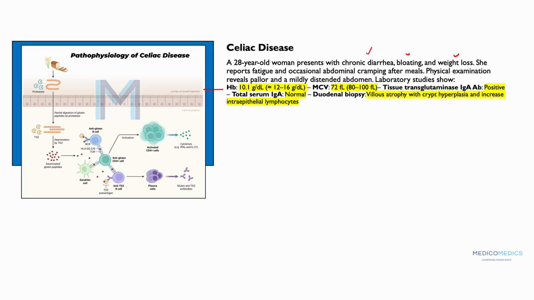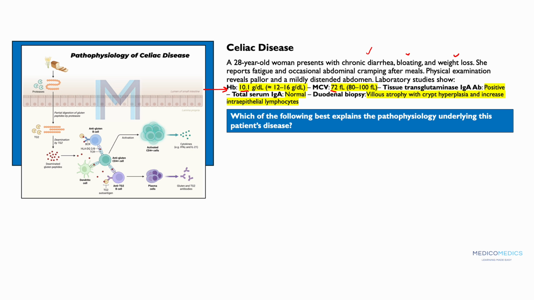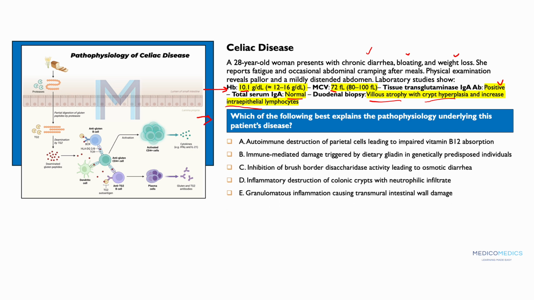Laboratory studies show hemoglobin at 10.1, mean corpuscular volume at 72. Tissue transglutaminase immunoglobulin A antibodies are positive. Total serum immunoglobulin A is normal. Duodenal biopsy reveals villus atrophy with crypt hyperplasia and increased intraepithelial lymphocytes. Now, which of the following best explains the pathophysiology underlying this patient's disease? Please feel free to pause the video and read the alternatives.